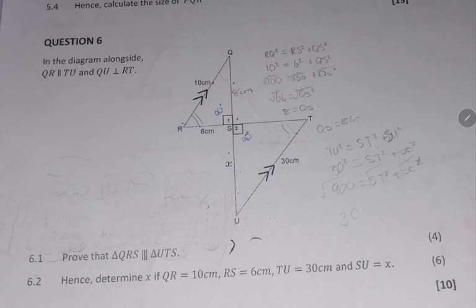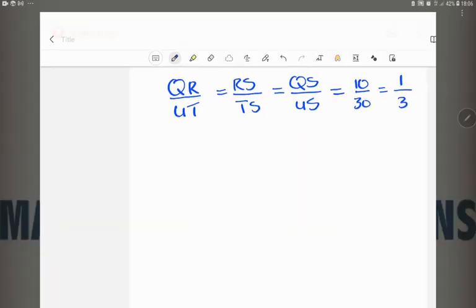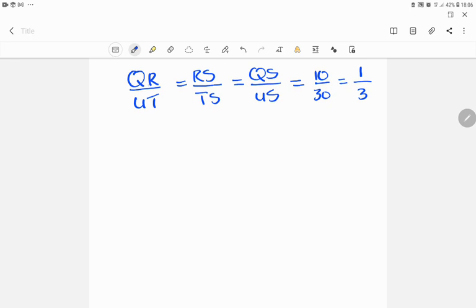Okay, so I have QS, which is 10, and I have UT, which is 30, and I have RS, which is 6. Let's quickly go back there and plug them in. QR is 10, UT is 30, RS is 6. So I basically have 10 all over 30 here, and then RS I'm told that it's 6, and I have TS. So clearly I'm stuck, right? I'm stuck. I cannot go further.